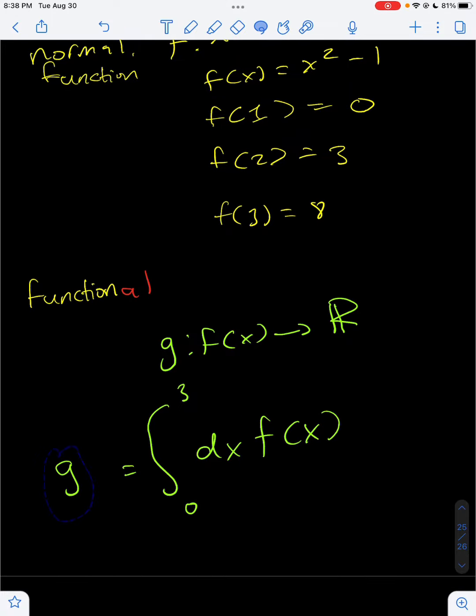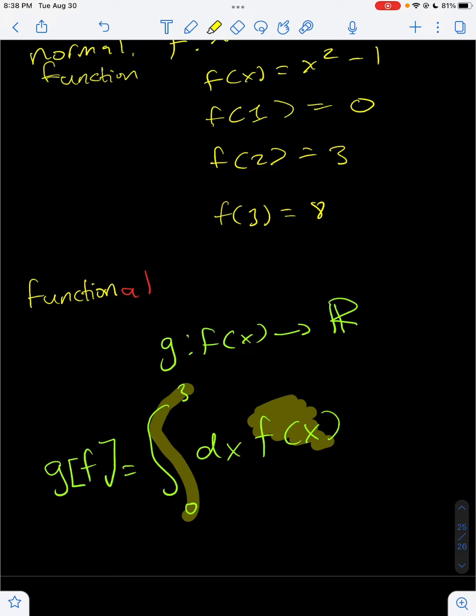G is a functional because it's a function of f, of course, because f is on the right-hand side. It's a function of a function, and it's going to assign each function a number. Since we're integrating it, g is called a functional. And whenever we have a functional, we like to write the nested function in brackets. So g would be called a functional.